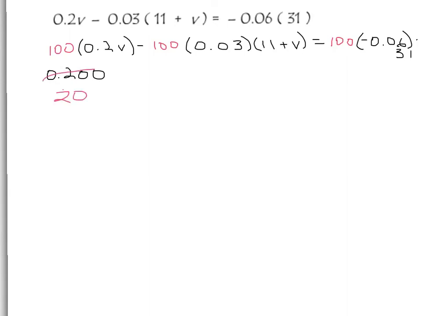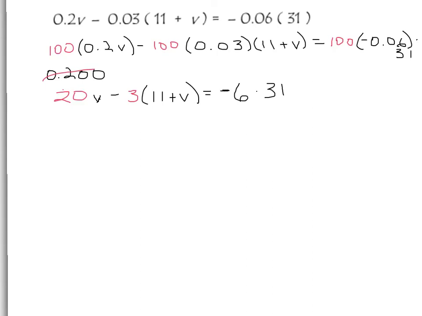So on the left we have 20b minus, and then 100 times 0.03 is going to be 3, because you move the decimal 2 places to the right, and you get 3. And then in the right you get negative 6 times 31.